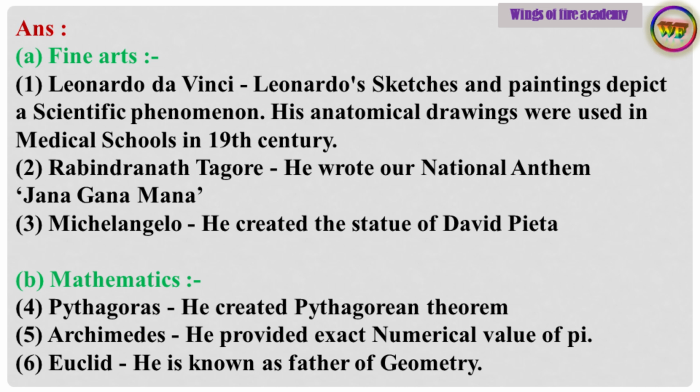Point 3. Michelangelo. He created the statue of David, Pieta. Section B, Mathematics. Point 4. Pythagoras. He created the Pythagorean theorem. Point 5. Archimedes. He provided the exact numerical value of pi. Point 6. Euclid. He is known as the father of geometry.